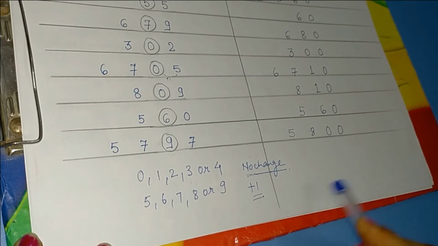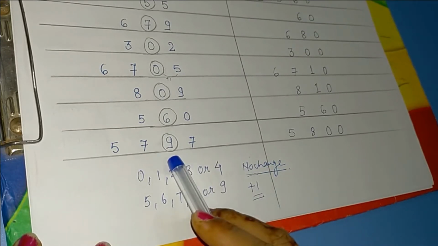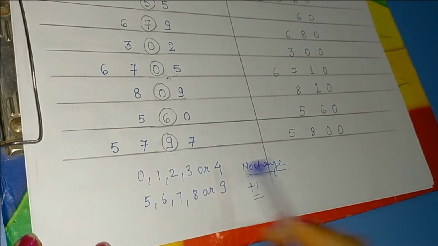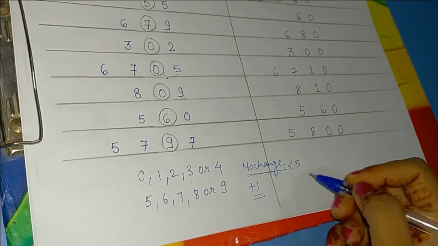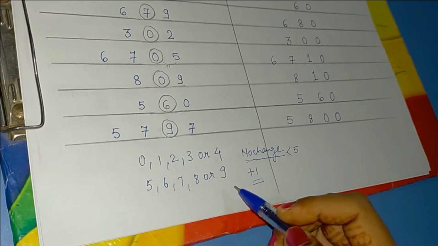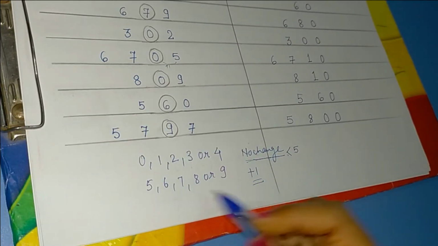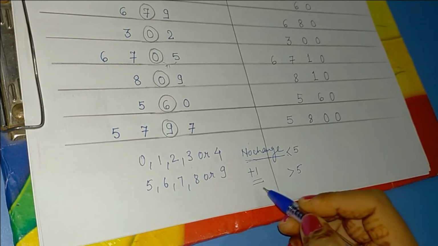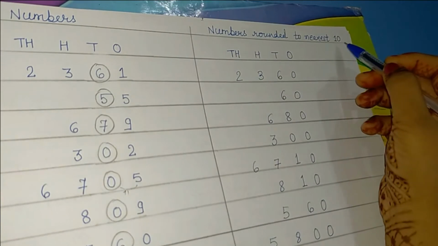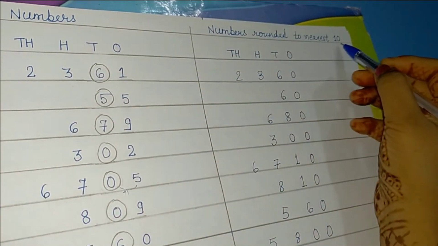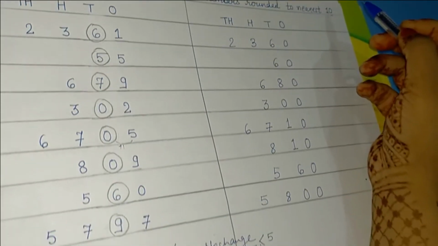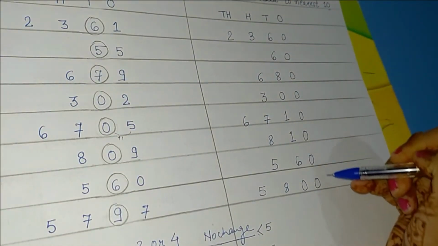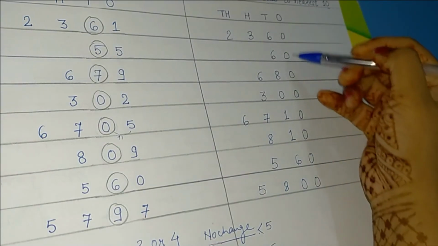Here we observe that if the just right side digit of the required place value is less than 5, then no change occurs in the required place. Or if the just right side digit of the required place is greater than or equal to 5, then we need to add 1 to the required place value. And one more thing to observe is, here we rounded off the numbers to the nearest 10, and 10 contains 0 at the right hand side, and when we rounded off the numbers, we got 0 at the right hand side.